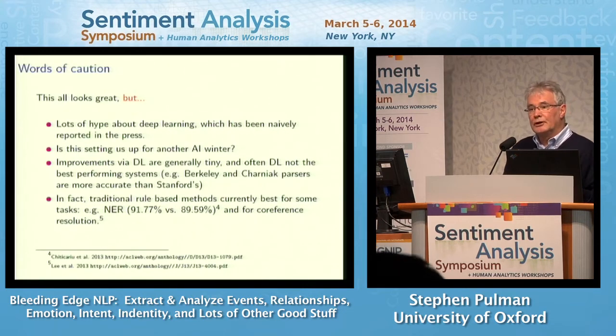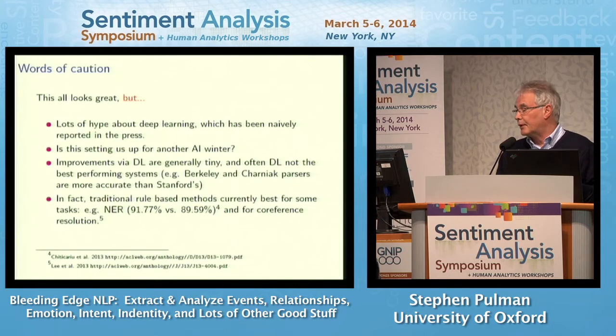But the improvements in natural language processing, where there are improvements, have been generally quite tiny, and it's actually the case that many of the best performing systems are not based on deep learning. So, for example, the best performing parsers around at the moment are the ones from Berkeley and from Brown, from Charniak, and they're a notch or two, several notches more accurate than Stanford's. In fact, if you look at some of the tasks, traditional rule-based systems are currently the best.